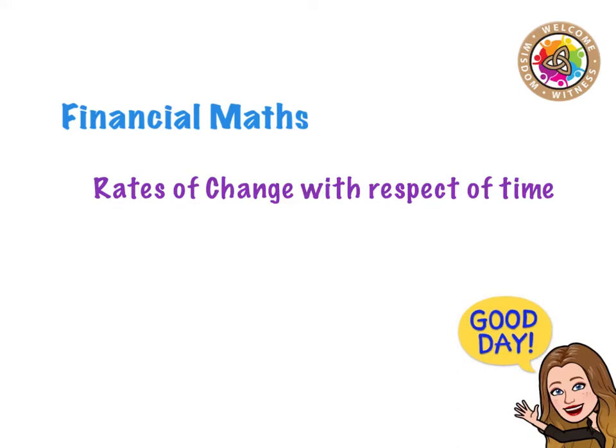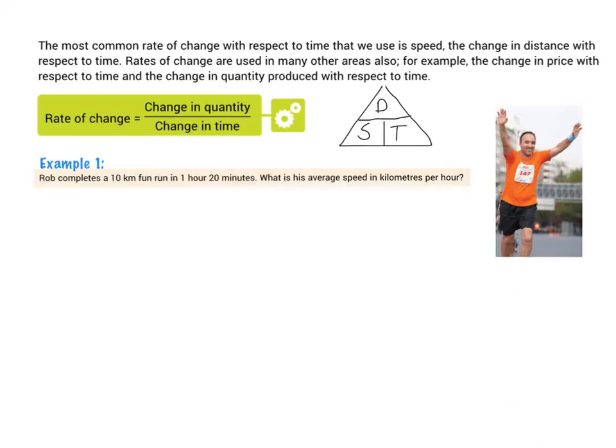This video is going to explore rates of change with respect to time, and we're going to understand what that really means. So in example 1, Rob completes a 10-kilometre fun run in 1 hour and 20 minutes. What is his average speed per kilometre?